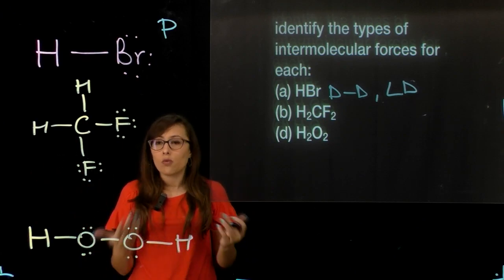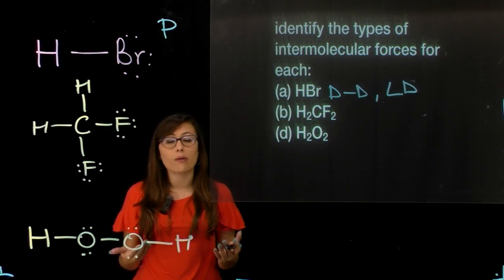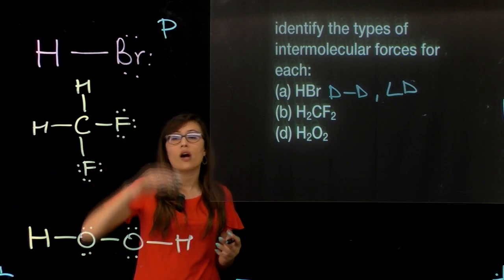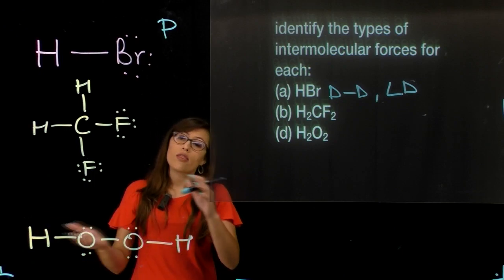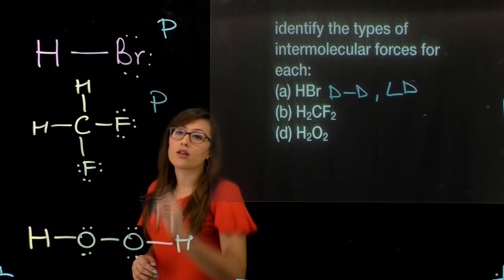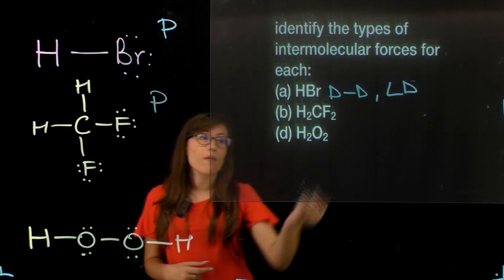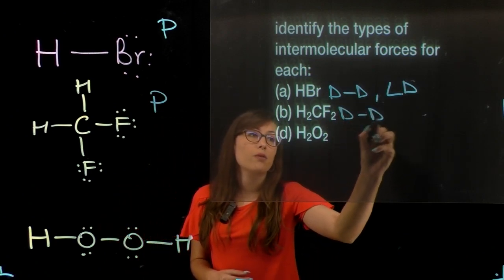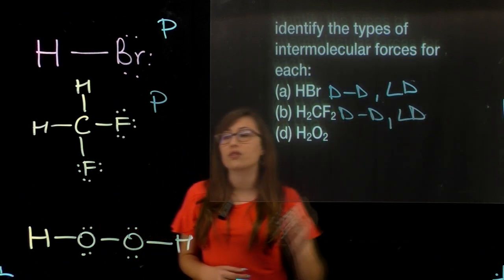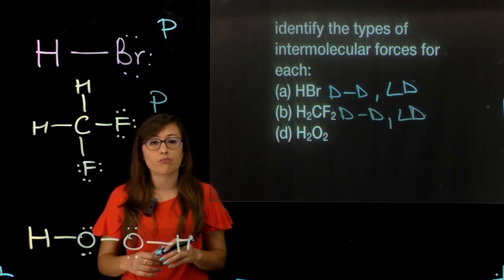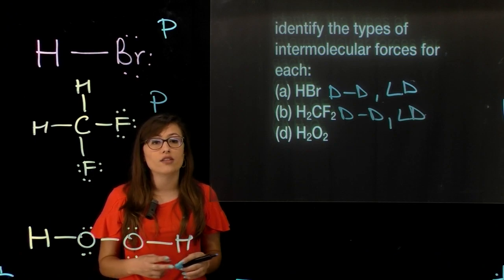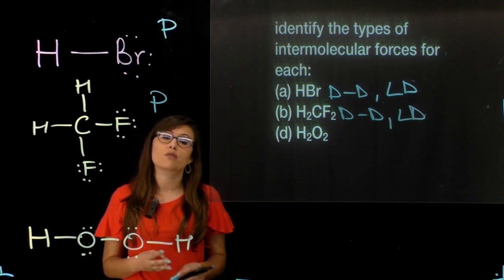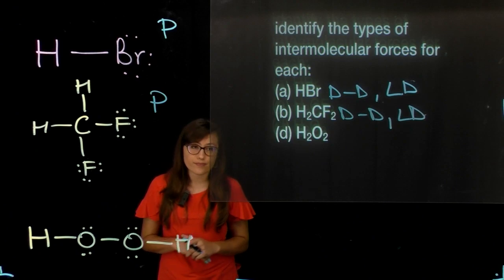In this case, we have to first identify whether or not this molecule is polar. We have two highly electronegative atoms, so we have an uneven distribution of electrons, thus giving us a polar molecule. Since we have a polar molecule, we know this is going to be dipole-dipole, and we're going to have London dispersion. We also know we don't have any hydrogen bonding because hydrogen bonding only occurs in the presence of nitrogen, oxygen, and fluorine when hydrogen is bonded to one of those atoms.